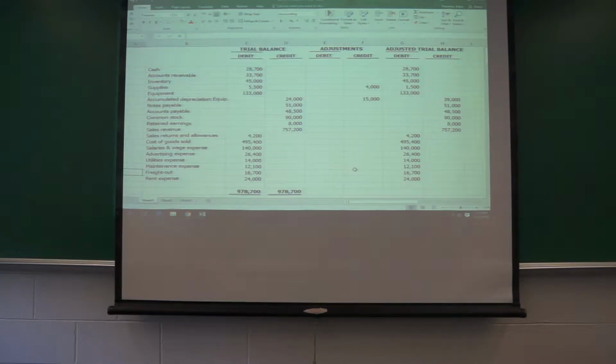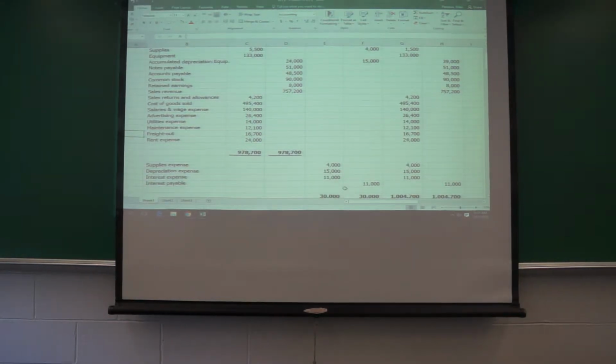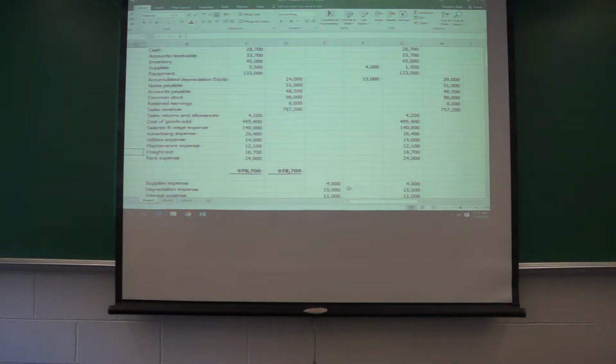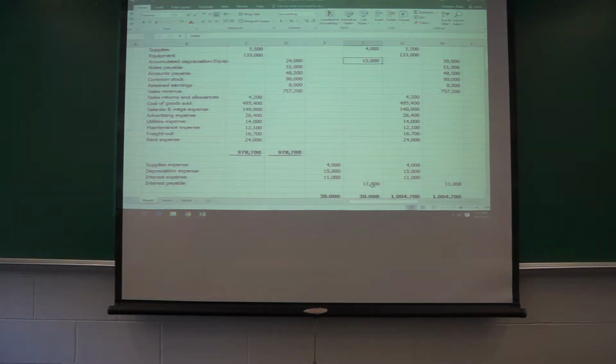You're given a trial balance. You're given all the information to make the adjusting entries. So you're given the adjustment data, no calculations involved. You just have to know that you've used up 4,000 of the supplies. You get the supplies expense, depreciation expense, and your accumulated depreciation, and your interest expense and payable.